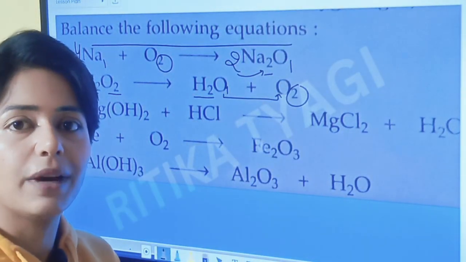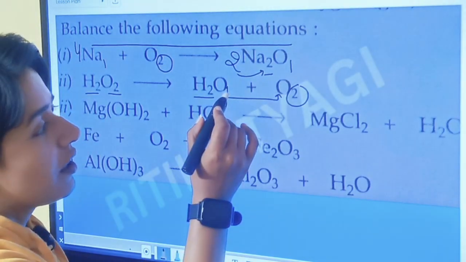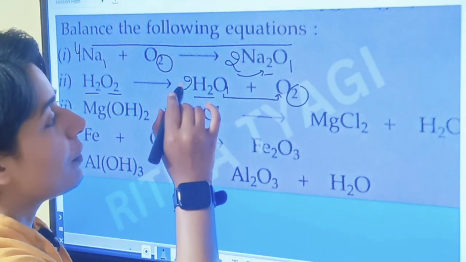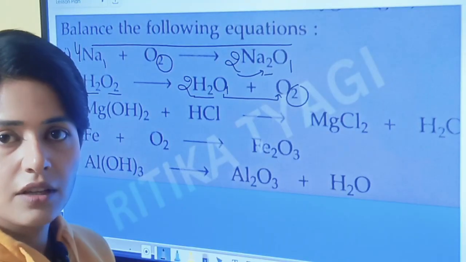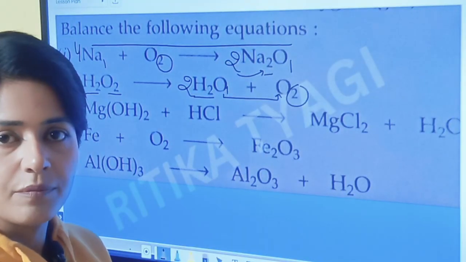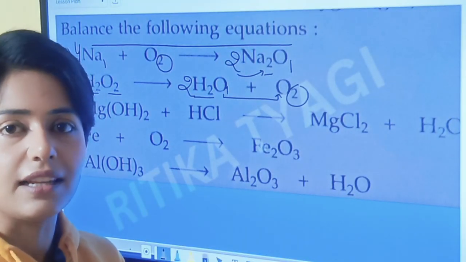So first we have to balance the odd number. Here 1 is an odd number, so we have to multiply this by 2 so that we get an even number, because even numbers are balanced easily.